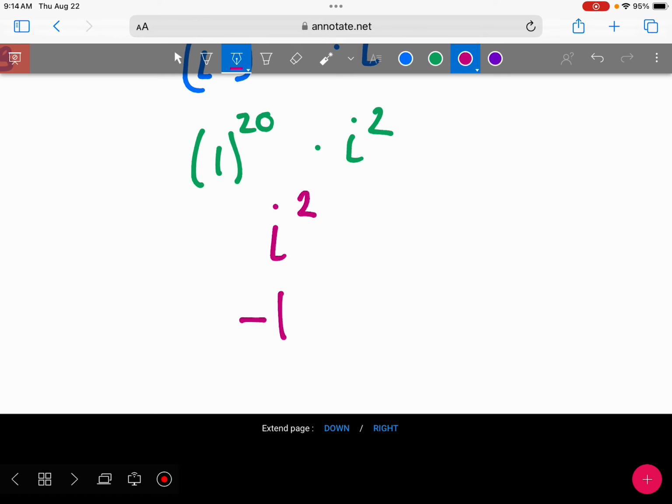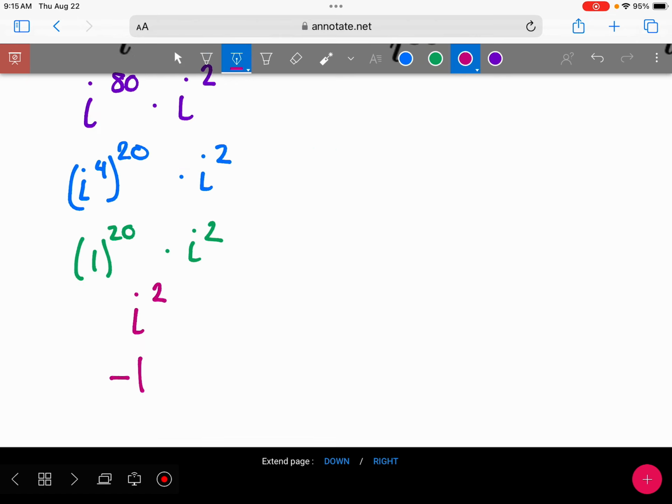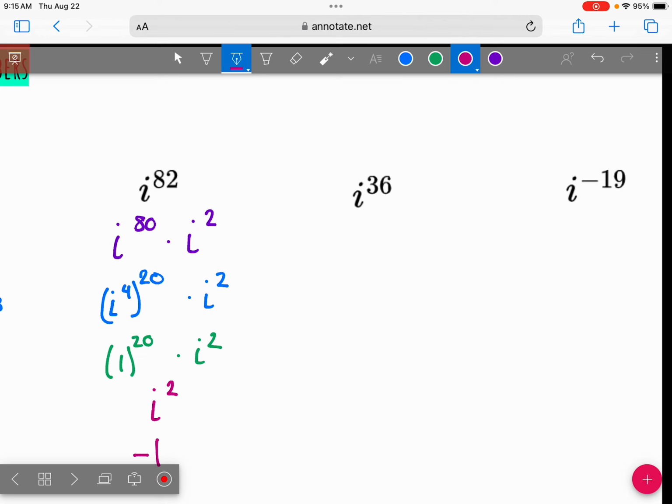I know it's been a hot minute since we dealt with I, and they're weird to re-find in our brain. So we're using our exponent laws to get it as simplified as we can.